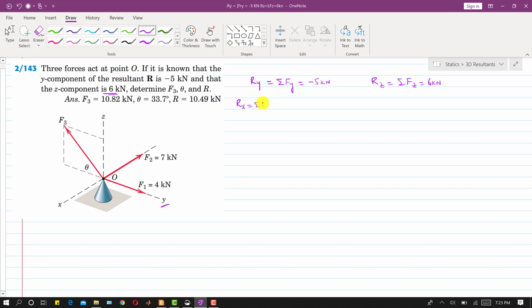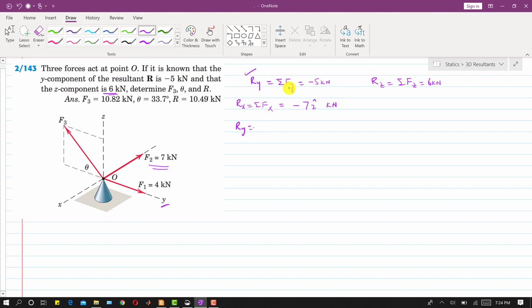So if we apply the resultant formula, let's suppose I write that Rx is equal to the summation of all forces along x. Here in these three forces we have only this F2 in the direction of x. It is in the negative x direction, so the component of the resultant in the x direction is minus 7 kilonewton, right? Or we can say this is minus 7i in kilonewton, right?